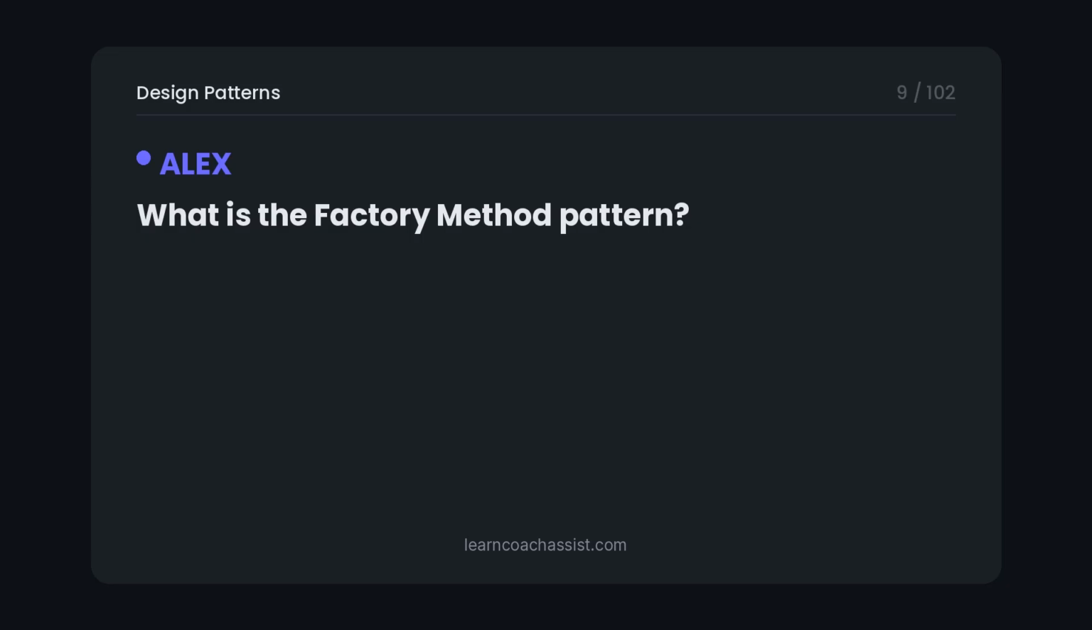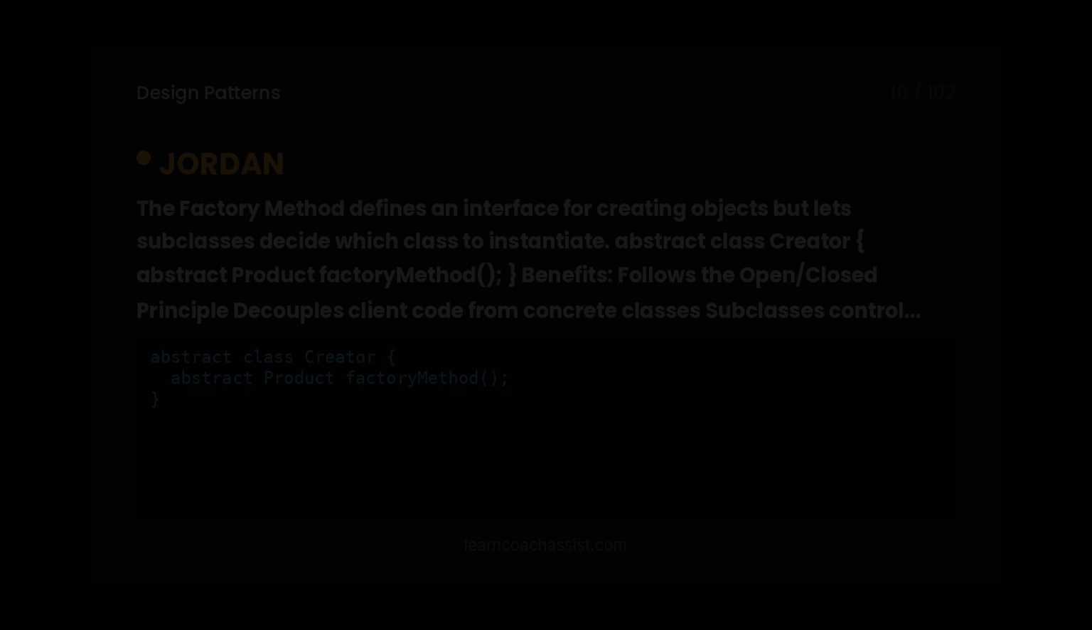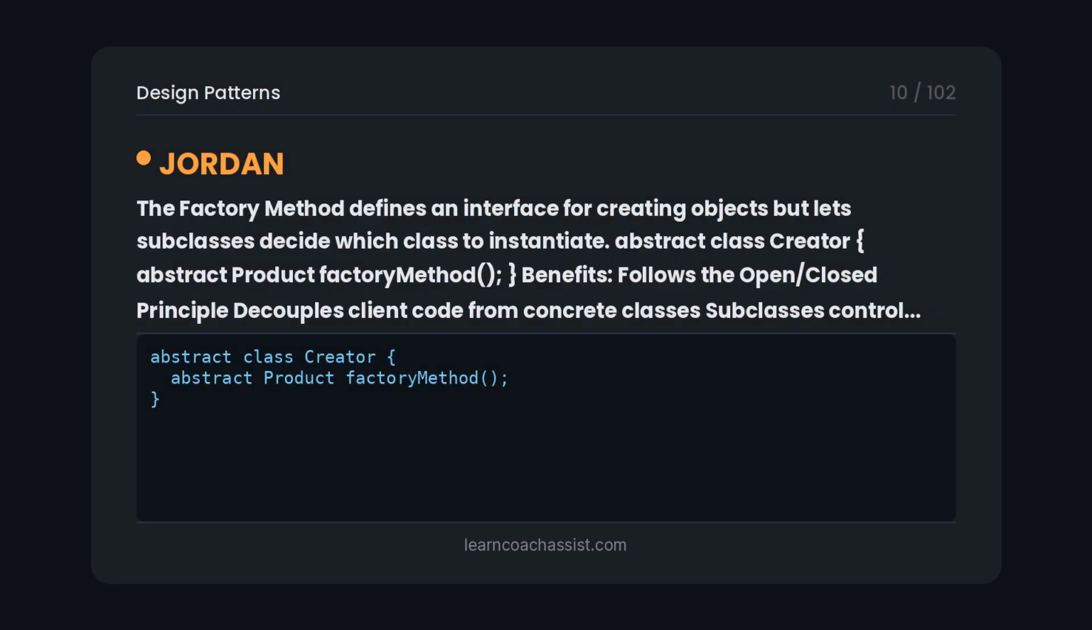What is the factory method pattern? The factory method defines an interface for creating objects but lets subclasses decide which class to instantiate. Abstract class Creator, abstract Product. Factory method benefits: follows the open/closed principle, decouples client code from concrete classes, subclasses control instantiation.